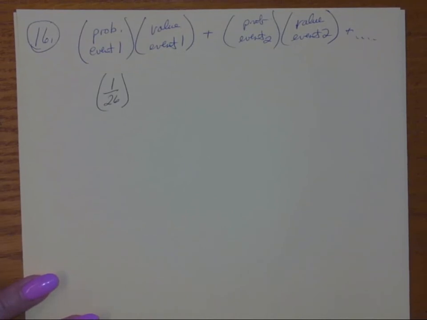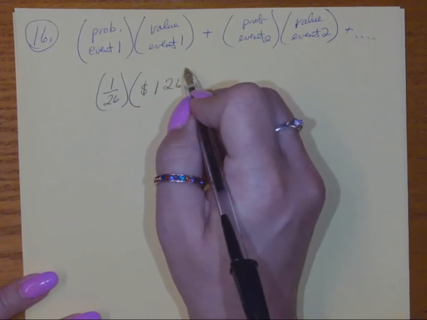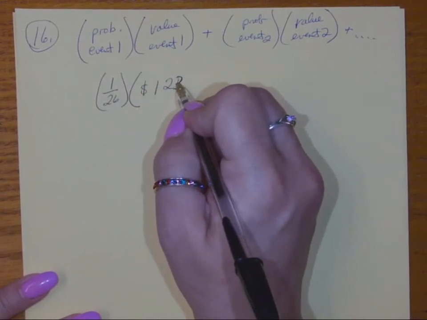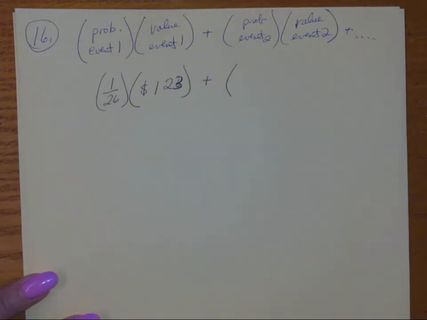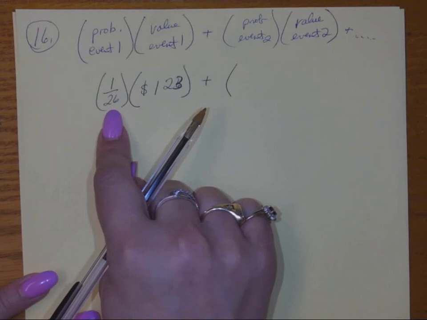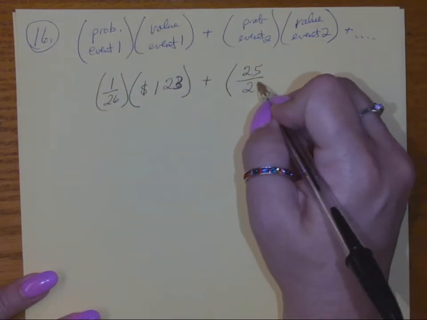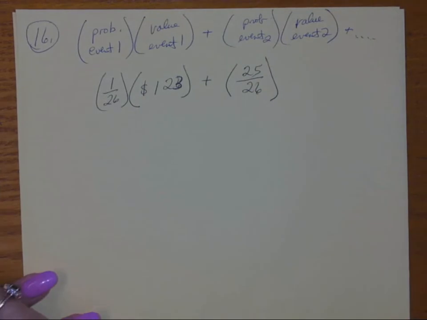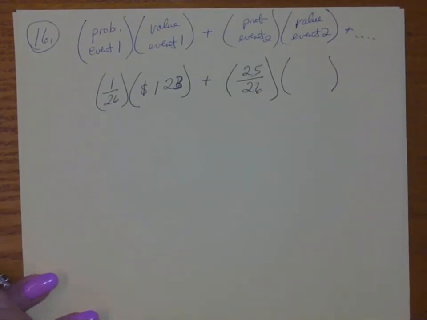Now, if I'm the one who's playing this lottery game or whatever it is, then that's a positive for me, right? Positive $123. But if there's a 1 in 26 chance of me winning, then there's a what? 25 out of 26 chance of me losing. And apparently the lottery ticket or whatever, they're saying it costs $7. That value is $7 or loss.